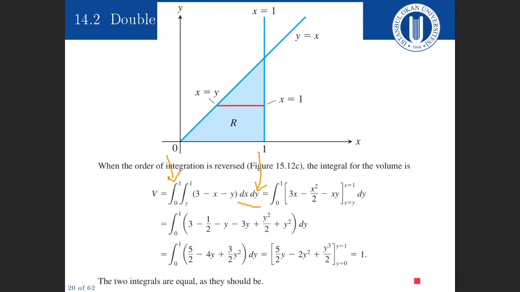What are the smallest and biggest possible values of y in this triangle? Smallest is 0. Where's the biggest? The biggest is up here. The biggest possible value of y is 1. So for our outside integral, the limits are going to be 0 and 1.